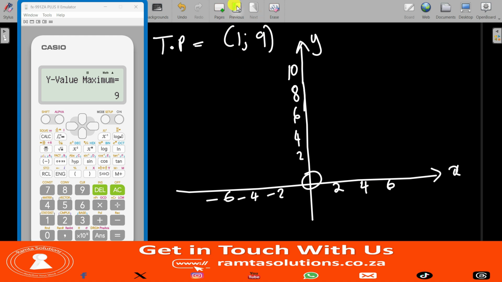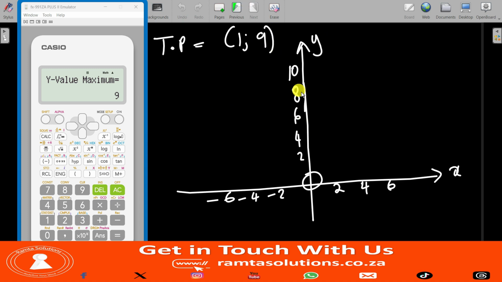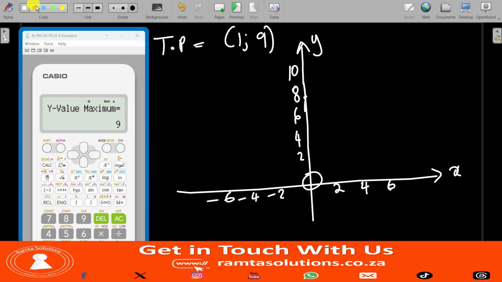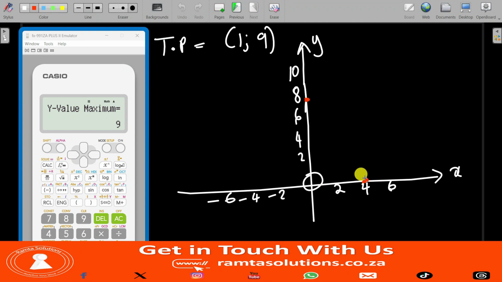Let's plot now. What is the y-intercept? It is (0, 8). Where is it? It is here. Perhaps let me use a different color. What are the x-intercepts? We found them to be 4 and -2. Here is 4 and here is -2. What is the turning point? We found that it is (1, 9), so it is somewhere here. Now let's join these points.